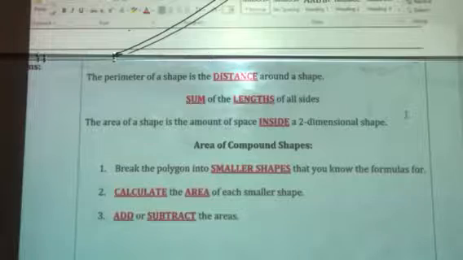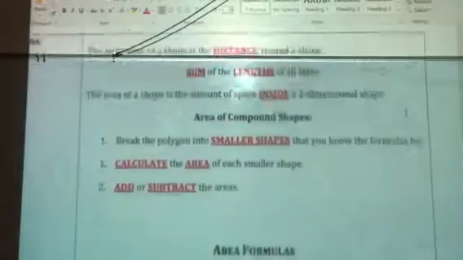To find the area of compound shapes, which are shapes put together, you would break up the compound shape into smaller pieces that you know the formulas for. So if you have a square and a triangle put together, you would find the area of the square and then find the area of the triangle, and then you would add those two areas together to find the total area for the shape. There are some basic formulas that we will go over.